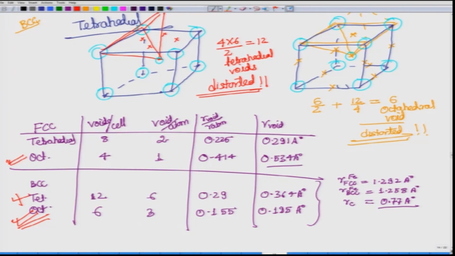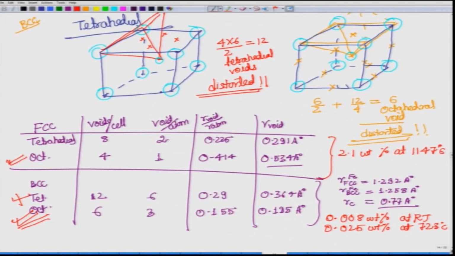So, here let me give you some information about what is the real solubility. The solubility of carbon in BCC is 0.008 weight percent at room temperature, and if you go to much higher temperature, it reaches 0.025 weight percent at 723 Celsius. On the other hand, solubility in FCC can be as high as 2.1 weight percent, although it is at a little higher temperature, which is 1147 degrees Celsius.